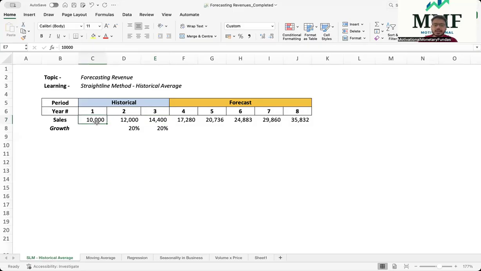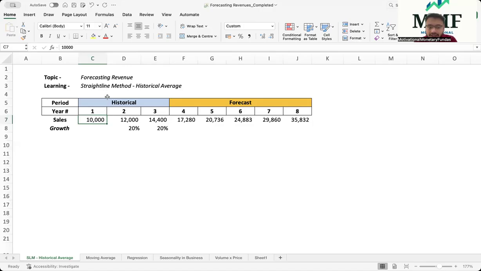So for example, if we see from year 1 to year 2, this blue part is the historical part, which we already have, which we might have extracted from the company's annual report, further from the profit and loss statement. And the yellow or mustard part is something that we are forecasting based upon the past year's data, the most simplest method to forecast.